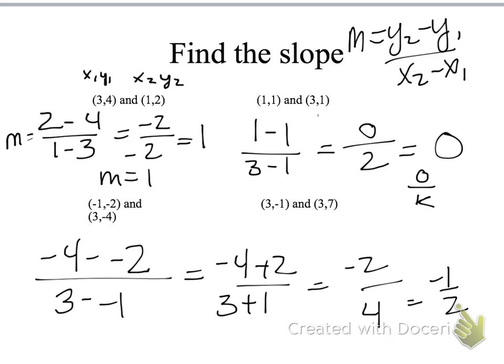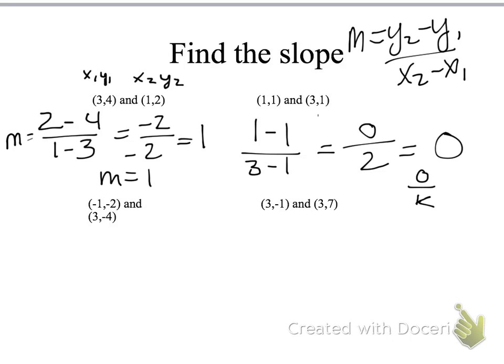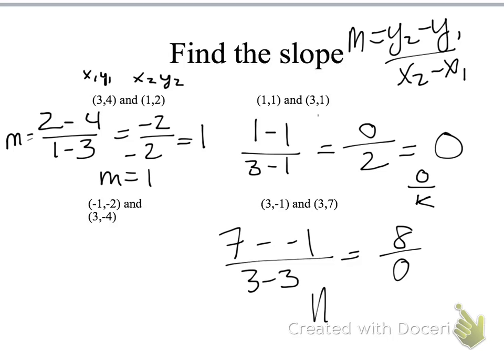Okay, I'm going to go ahead and erase this so I have room for my next one. Okay, so this one we got 7 minus negative 1 and 3 minus 3. Two negatives make that positive, so I got 8 over 0. You cannot have 0 on the bottom. So this slope is no solution.